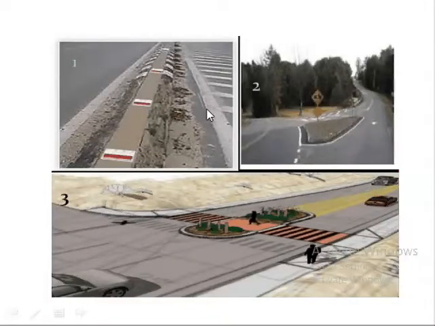These are known as islands. This is divisional island, this is channelizing island, this is also a part of divisional island. This is a pedestrian island where the pedestrian can stand.